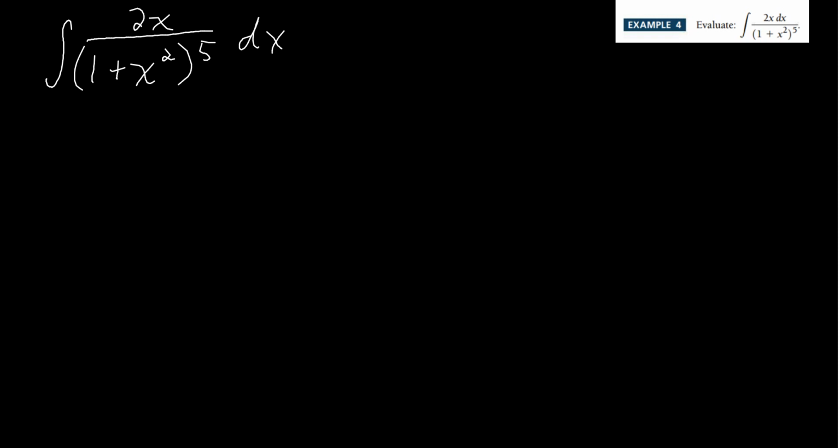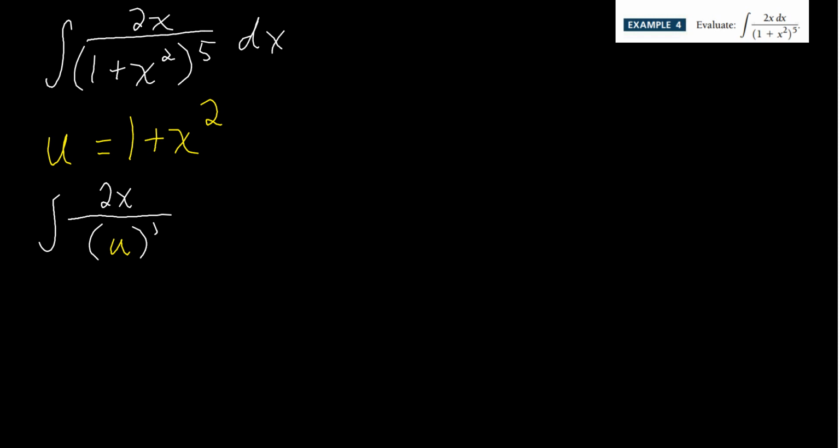So anyways, looking at this particular problem, it should be abundantly clear what my u should be. My u is going to be what's inside the parentheses, 1 plus x squared. So let's rewrite this problem. I'm going to have a u, let's put this in, it's 2x, and then my denominator is going to be u raised to the 5th power, dx.